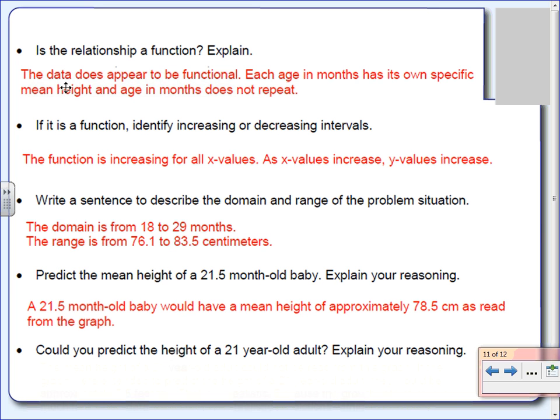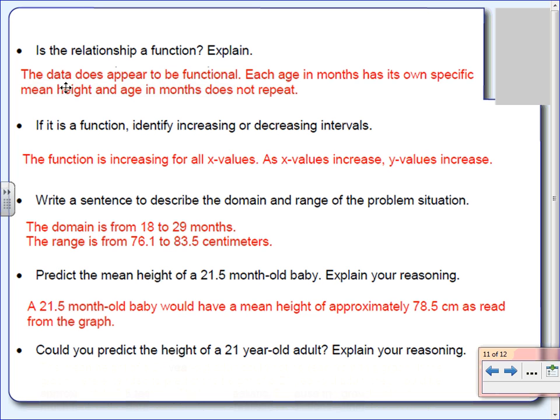All right, the next question. Could you predict the height of a 21-year-old adult? Explain your reason. Could we predict the height of someone that's going to be 21 years old? What do you think? No. This is kind of a trick question. Yes and no. If we were to predict the 21-year-old height, what would you guess that would be?